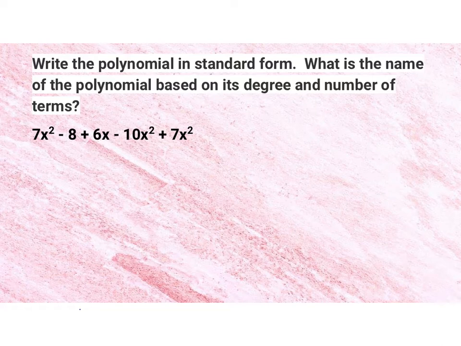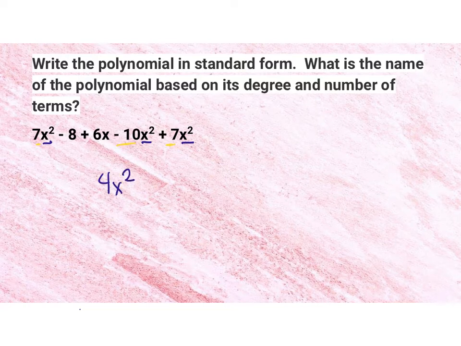Okay, so first we have to combine like terms. We have an x squared, an x squared, and an x squared. So we can just add our coefficients. We have a 7, a negative 10, and a 7. So 7 minus 10 is negative 3, plus 7 is a positive 4. So that's going to be 4x squared.